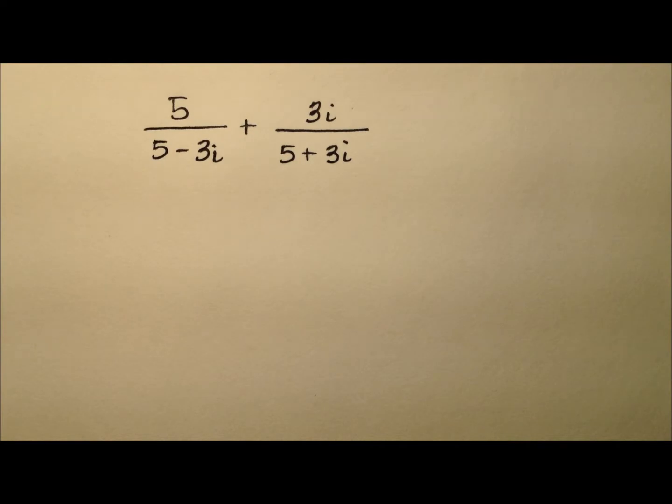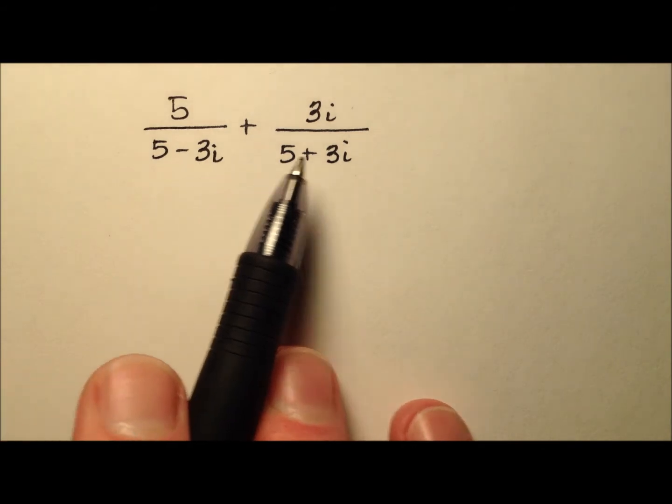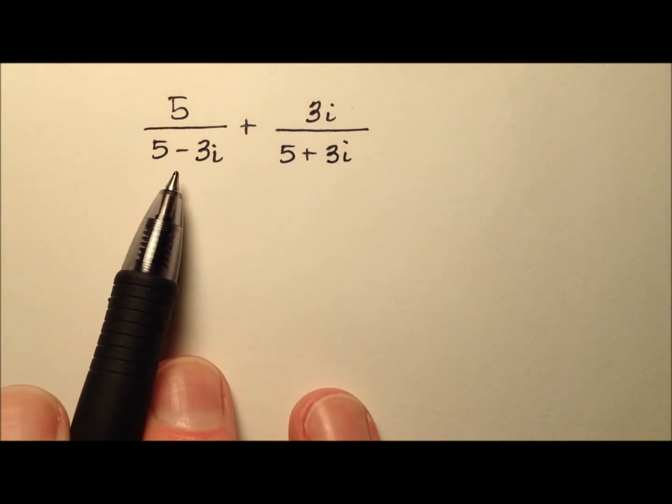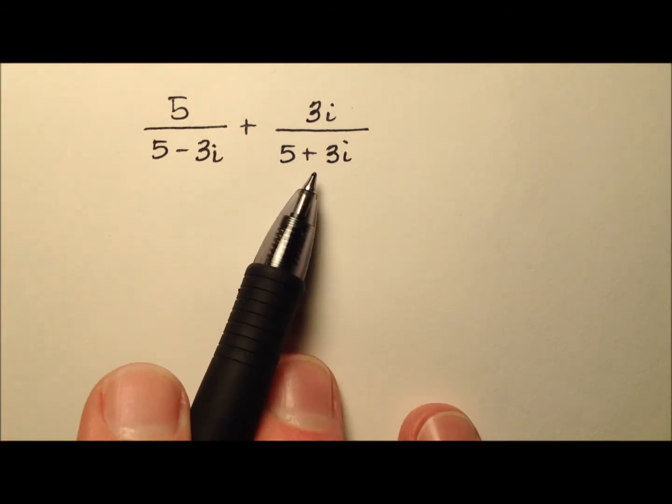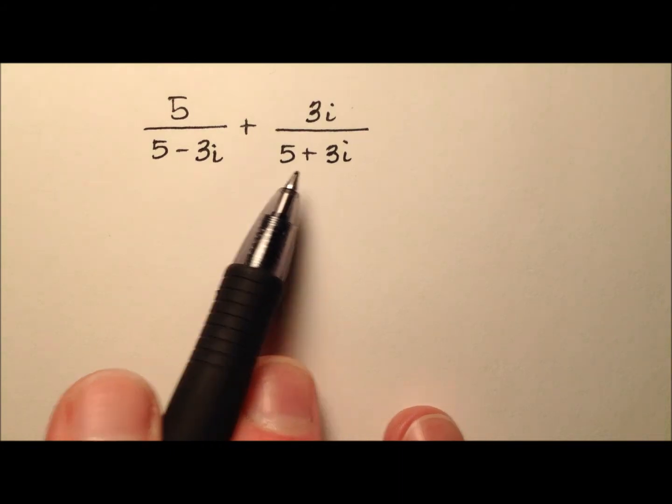In this video, I would like to take a look at using complex numbers in operations other than the four basic addition, subtraction, multiplication, and division operations. So what we have here is the addition of two fractions, but of course you see that the denominators happen to be complex numbers. So we can approach this problem in one of two ways.